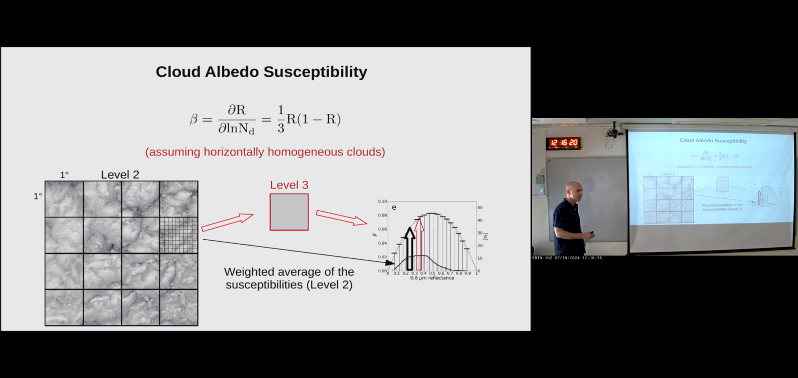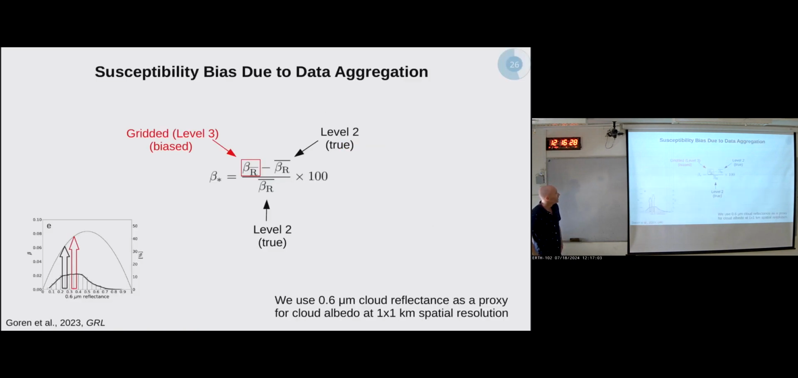So there is a systematic overestimation of the Twomey effect from studies that use this equation in level 3. And next we wanted to quantify the susceptibility bias, the bias due to the different resolution. So beta star, this is the bias, and it is the difference between the susceptibility that we get from level 3, as most of the studies do, minus the true susceptibility that we get from level 2, as if we do the weighted average, and we just divide it by the true one.